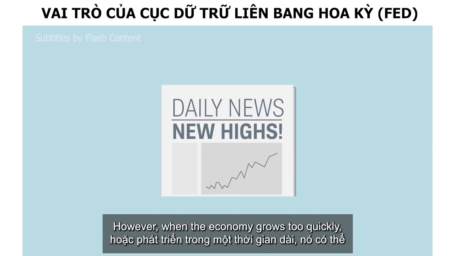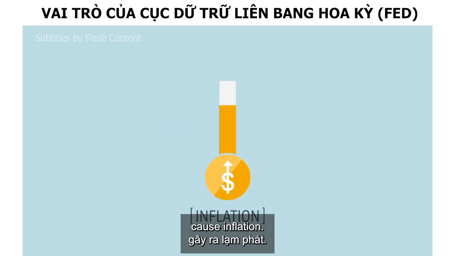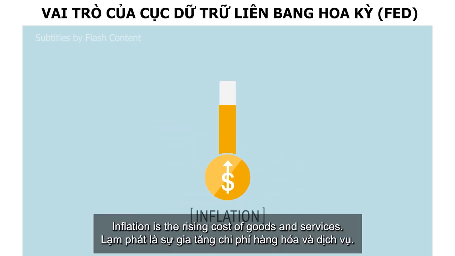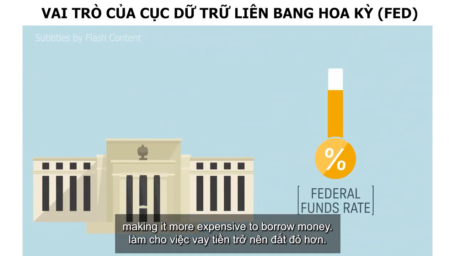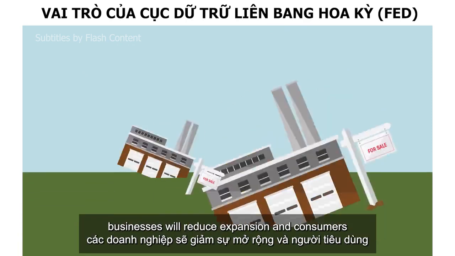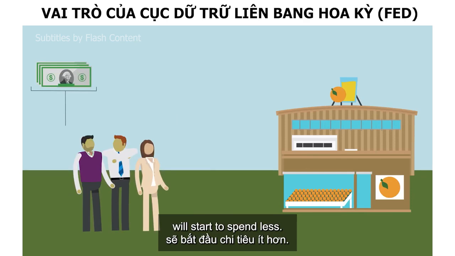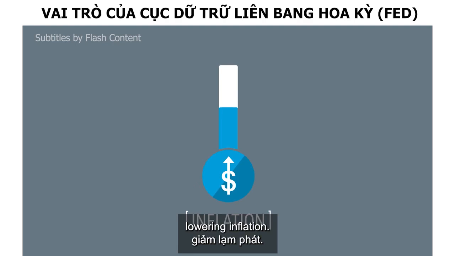However, when the economy grows too quickly or grows for a long period of time, it can cause inflation. Inflation is the rising cost of goods and services. To reduce inflation, the Fed increases rates, making it more expensive to borrow money. When it's too expensive to borrow money, businesses will reduce expansion and consumers will start to spend less. This decreased demand will cause prices to fall, lowering inflation.